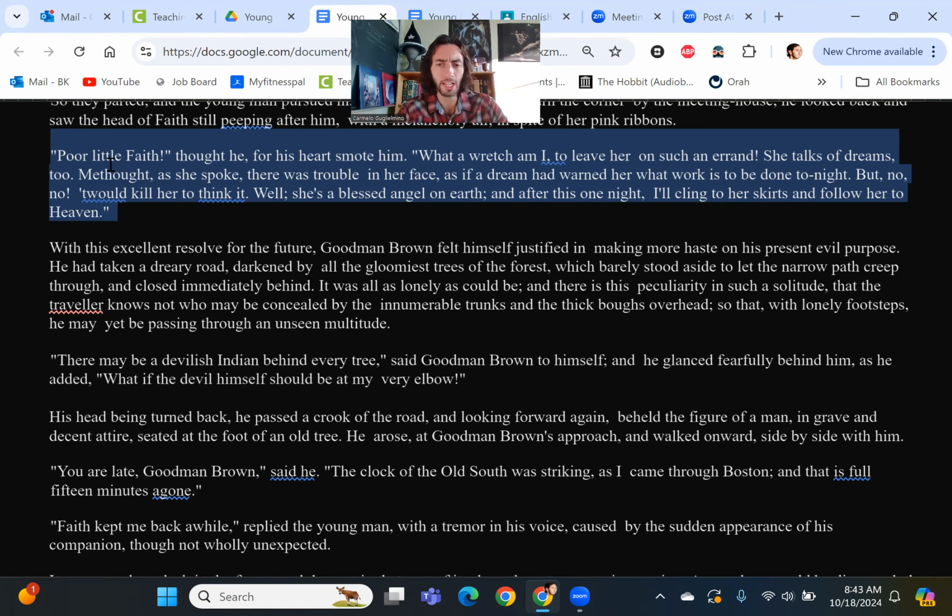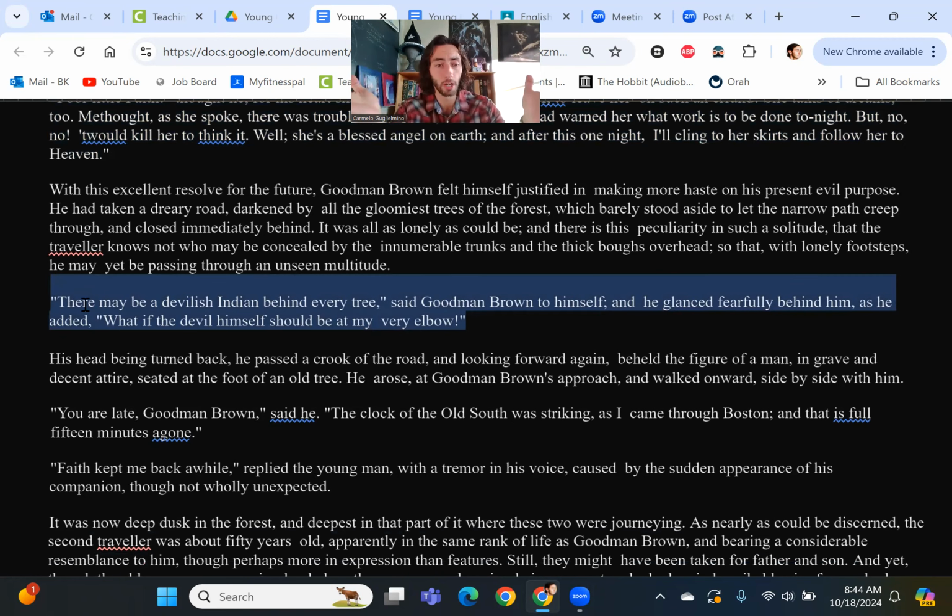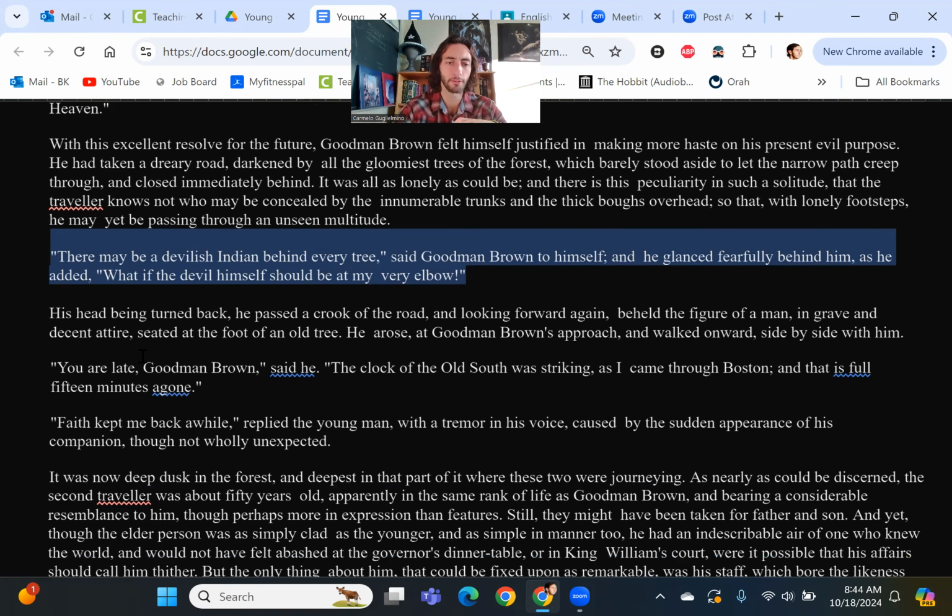Now, interesting setting here. We have a lot of descriptions of the gloomy kind of trees here. In this next line, he basically says, as he's passing through the forest, he wonders, who's out there, who's in the forest, right? There's an unknown element there. It could be a devilish Indian. What if the devil himself be at my elbow? All this kind of stuff.